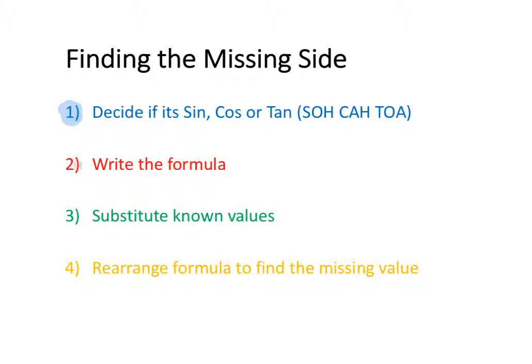The second step is going to be to write the formula for either sine, cos or tan, depending on what you decide to use. The third step is to substitute your known values into that formula. And the final step is to rearrange the formula to find your missing value. If you follow these 4 steps, you'll be able to find the value of the missing side. So let's have a look at a couple of examples.